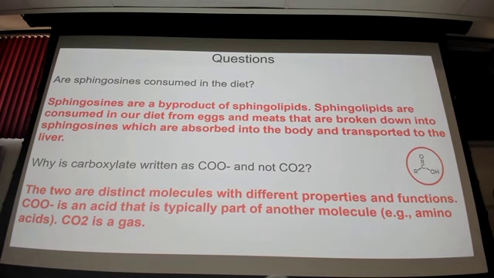So COO, when they're separated like that, that typically means that it's not forming the same type of bond that we see in carbon dioxide. We know that the carboxylic group is typically a part of another molecule, and it's an acid. And CO2 we know is a gas, and of course they have different functions. So that's why we don't see the nomenclature written in the same way, even though they have the same atoms. Does that make sense?